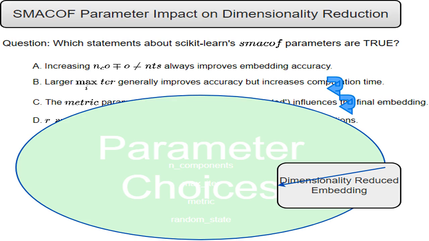This row serves as a heading summarizing the parameters we're discussing: n_components, max_iter, metric and random_state. This simply helps organize information about the options for each of the related smacof parameters.